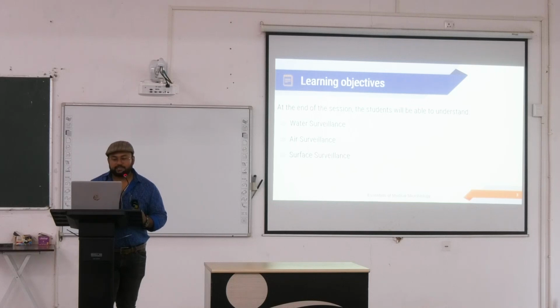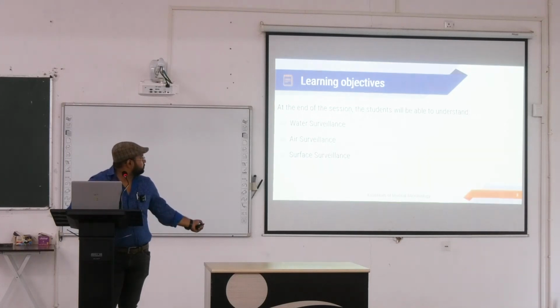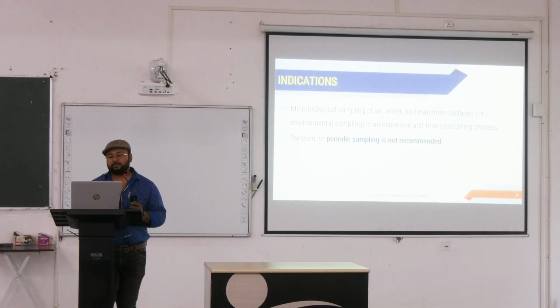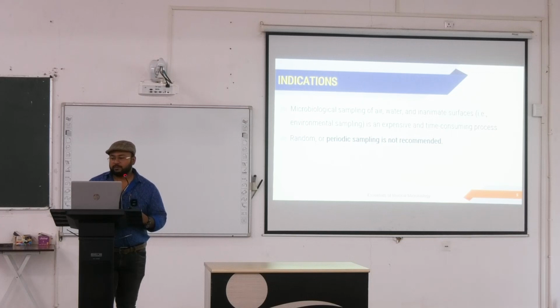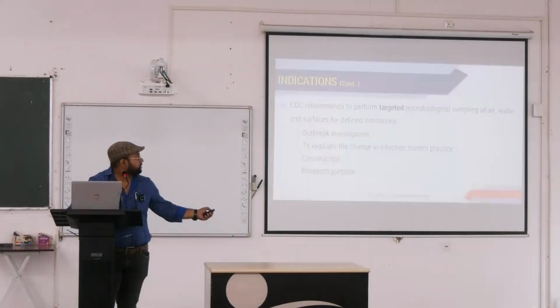Three things we have to know: water surveillance, air surveillance, and surface surveillance. Why is this important? We have to know the indications for sampling of air, water and inanimate surfaces, that is, environmental sampling. But it is a little bit expensive, right? So we do not routinely do these things. Random or periodic sampling is not recommended. There are some special indications.